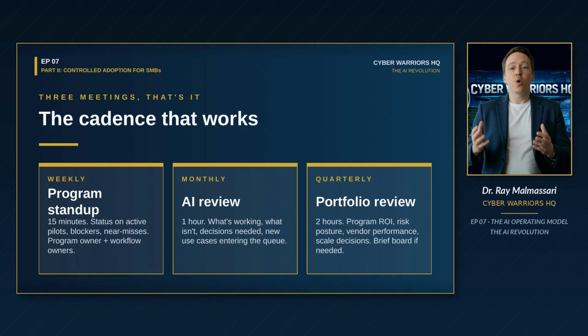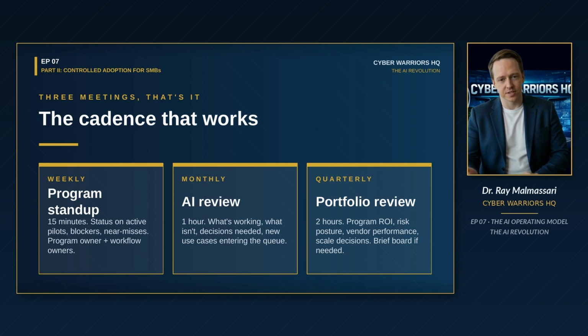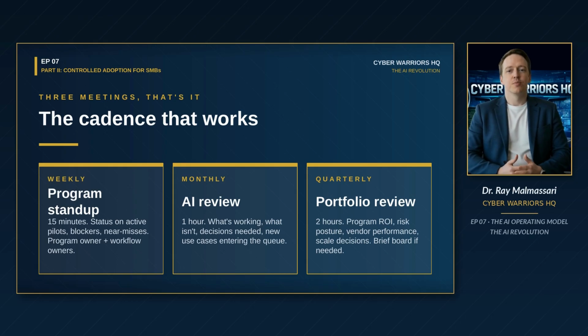Meeting 3, quarterly 2-hour AI portfolio review. Same group plus any other executive stakeholders. The full picture: program ROI, risk posture, vendor performance, scale decisions. This is also the meeting where you brief the broader executive team or the board if needed. 3 meetings, that's it. Anything more is bureaucracy, anything less is invisible governance.